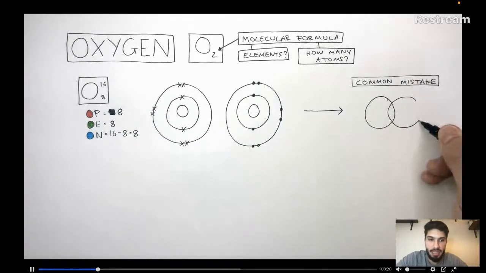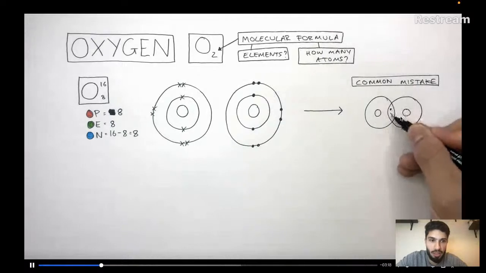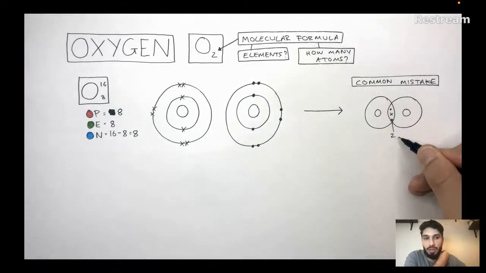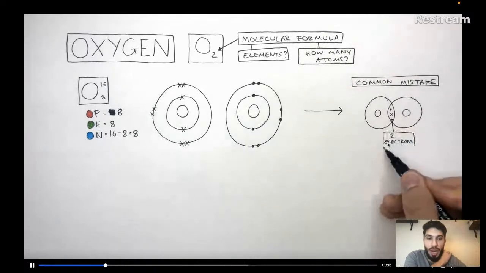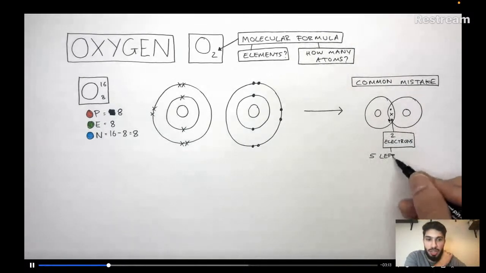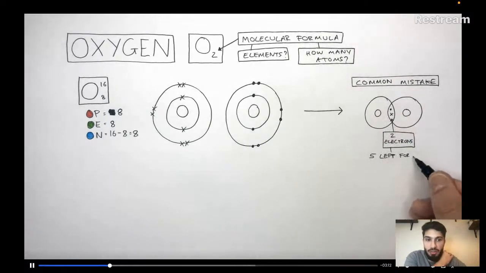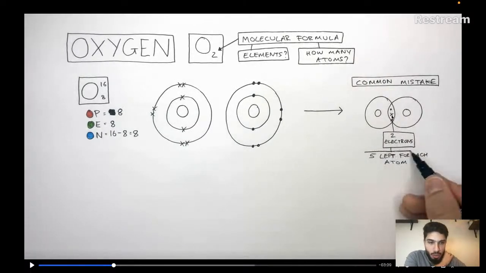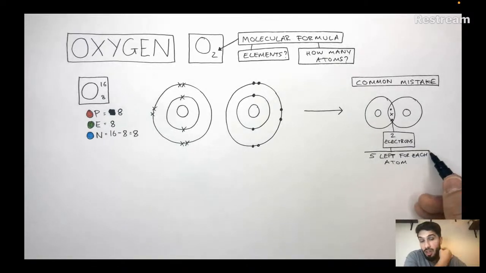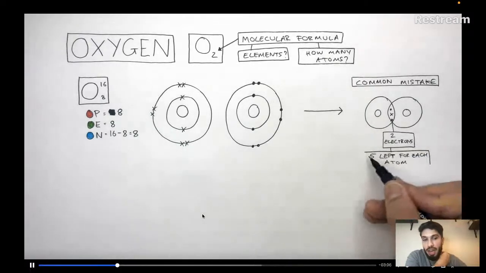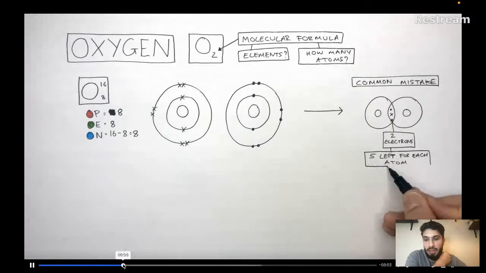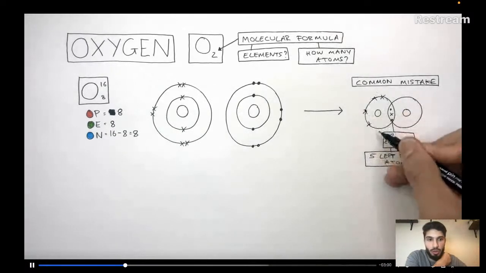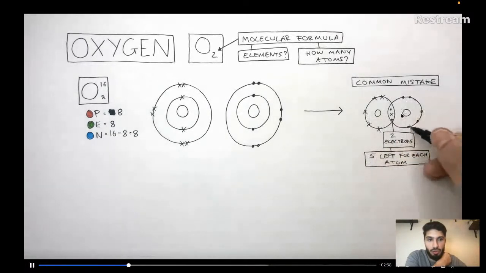So a common mistake is this. You draw the circles overlapping, you draw the atoms, and then you draw a single covalent bond thinking, yeah, okay, oxygen has a single covalent bond. That's wrong. Now, 2 electrons represents a single covalent bond. And if you've got 2 electrons, that means there are 5 left for each atom, because if there are 6, take away 1 for each atom, there are 5 left. So then we draw the 5 electrons left for each atom. 1, 2, 3, 4, 5.